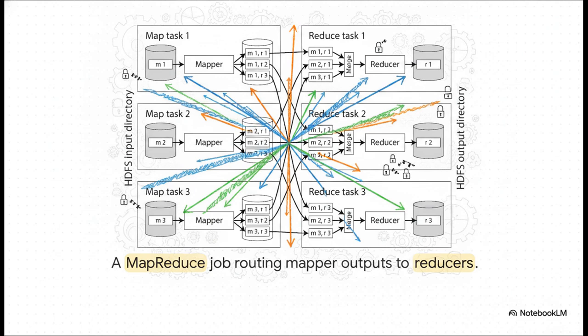It's a foundational algorithm used by all these systems, and it manages the most expensive part of distributed computing, which is network traffic. When a map task finishes extracting keys, it partitions and sorts the data. The shuffle phase then routes all records sharing the exact same key, no matter which physical machine they started on, over the network directly to one specific reducer.